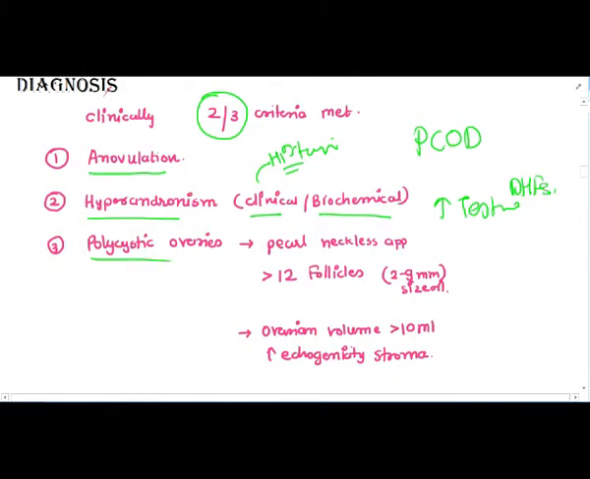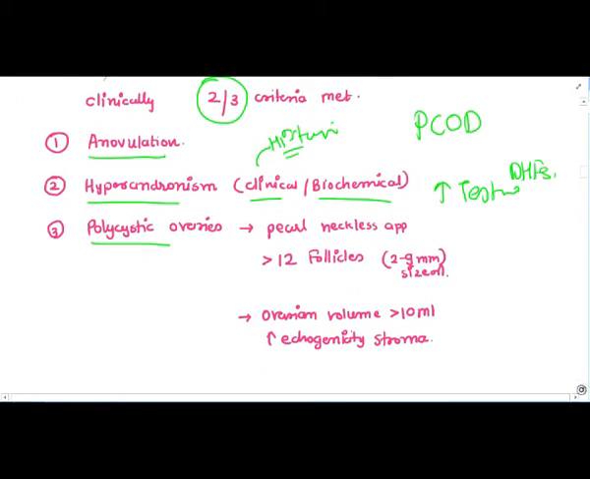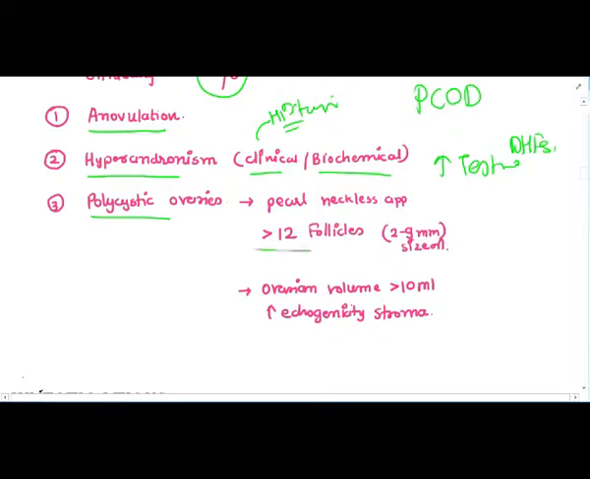Third is polycystic ovaries, which you can identify on USG, where you can identify more than 12 follicles of 2 to 9 mm size. Ovarian volume is more than 10 ml. There is an increase in echogenicity of the stroma. So of these three criteria, we need two to be present to diagnose PCOD.